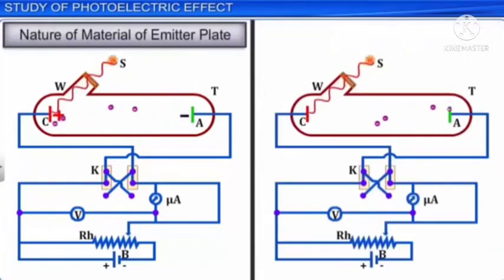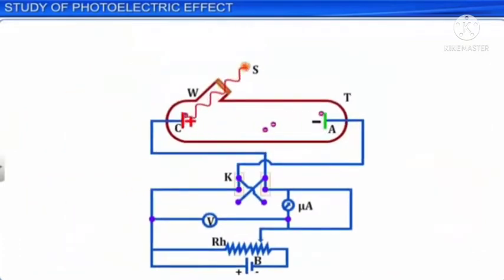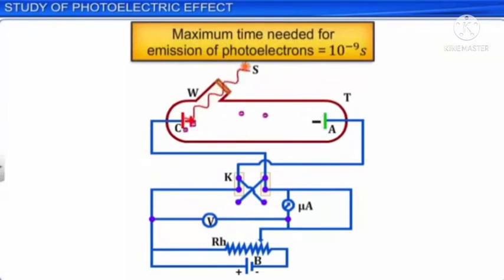For the same intensity and frequency of light capable of causing the photoelectric effect on different emitters, the photoelectric current remains the same, which proves that photoelectric current is independent of the material of the emitter. Another fact regarding the photoelectric effect is that the maximum time needed for the photosensitive plate C to emit electrons is 10⁻⁹ seconds or even less.